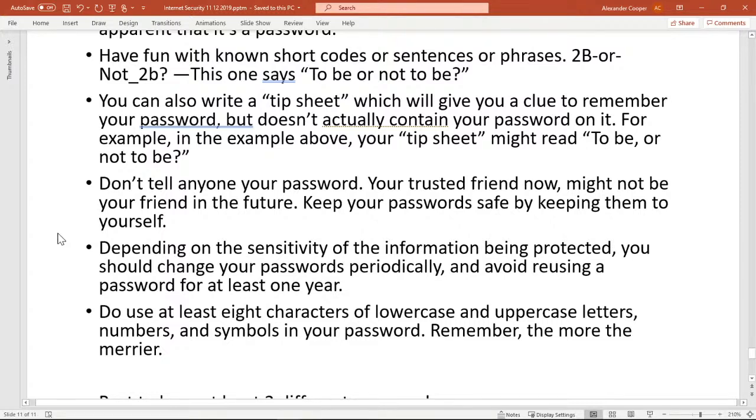even your trusted friends now might not be your friend in the future. Keep your passwords safe by keeping them to yourself. Depending on the sensitivity of the information being protected, you should change your passwords periodically and avoid reusing a password for at least 1 year. Okay?